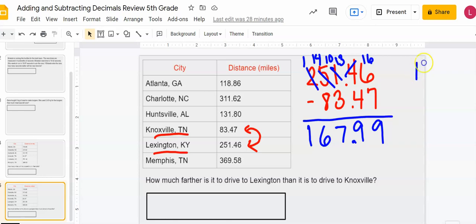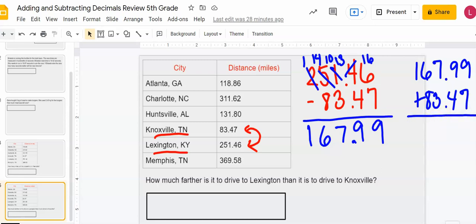And I have 167 and 99 hundredths, and I'm going to add 83 and 47 hundredths, and see if I get 251 and 46 hundredths. Let's see. Let's prove our math right.